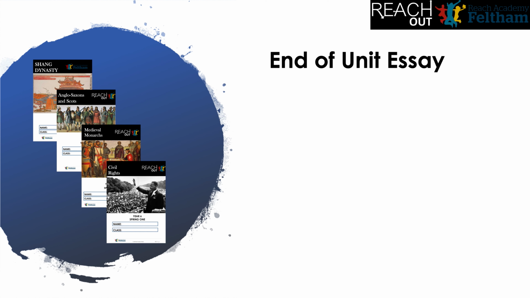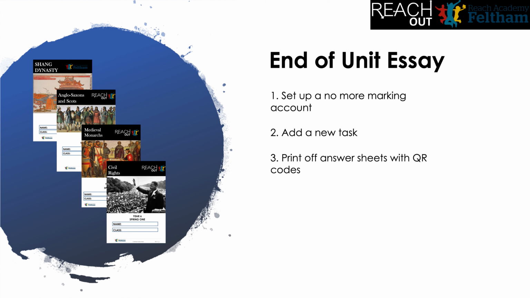So there are 6 steps that we're going to walk through today. The first thing that you're going to need to do is set up a No More Marking account. I'm going to walk through how to do that in just a moment. The second thing that you'll have to do, once you have that account, is to add a new task. I'll explain that as well. Then you'll have to print off some answer sheets from the website with special QR codes on them.